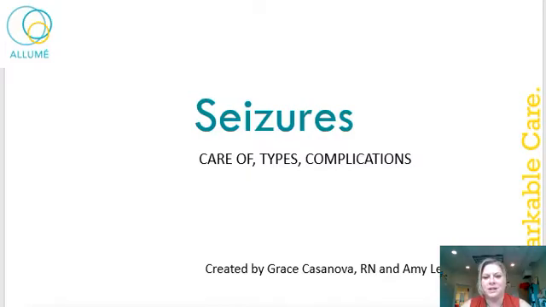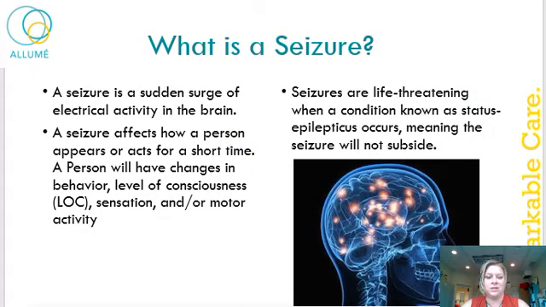Hello. Today we're going to talk about seizures, the care of, the types, and the complications. So what is a seizure? A seizure is a sudden surge of electrical activity in the brain. It affects how a person appears or acts for a short time. They'll have changes in their behavior, their level of consciousness, sensation, and/or motor activity. They can be life-threatening when a condition known as status epilepticus occurs, meaning the seizure will not subside.